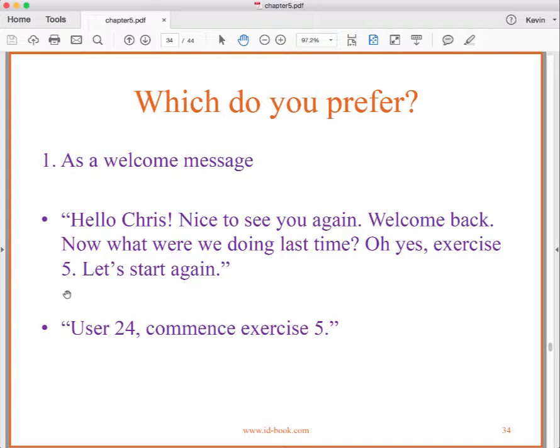Most people don't want the computer to yell at them, okay? And they don't want the computer to give them instructions in a way that they wouldn't want people to do it. So as a welcome, we might want to say, "Hello, Chris. Nice to see you again. Welcome back. Let's start number 5 again," okay? As compared to "User 24, commence exercise 5."